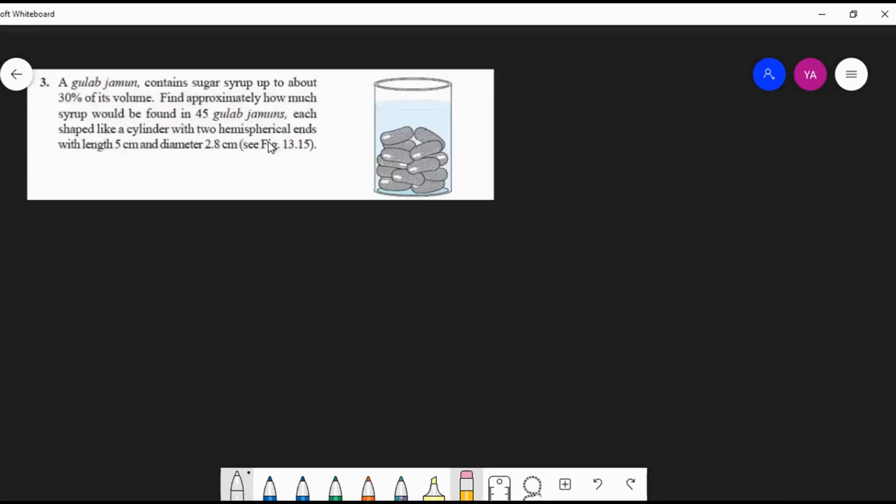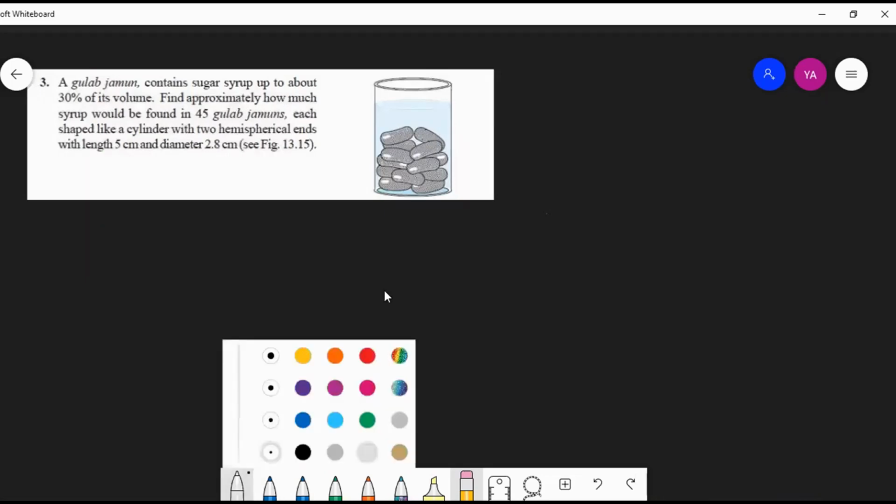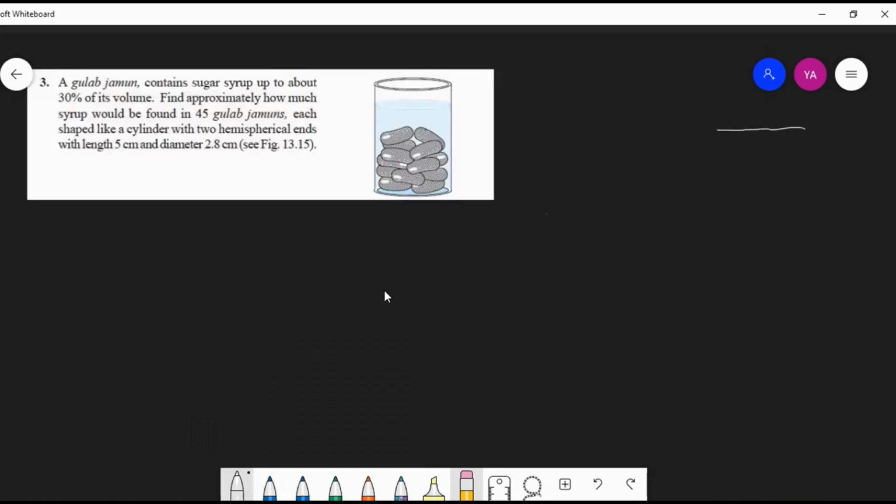First of all, we can start with finding the volume of one gulab jamun. It looks like a cylinder attached with two hemispheres. The total length of the gulab jamun is 5 cm and the diameter of the hemisphere is 2.8 cm. So what will be the radius? The diameter is 2.8, so half of it, the radius, will be 1.4.